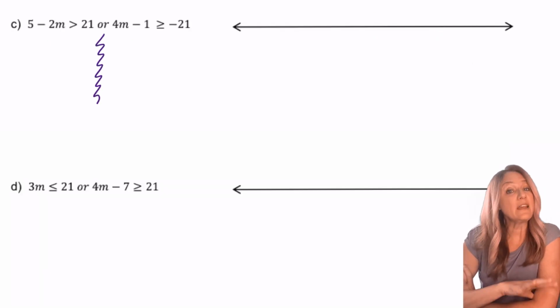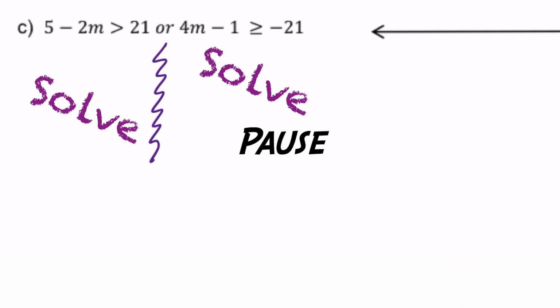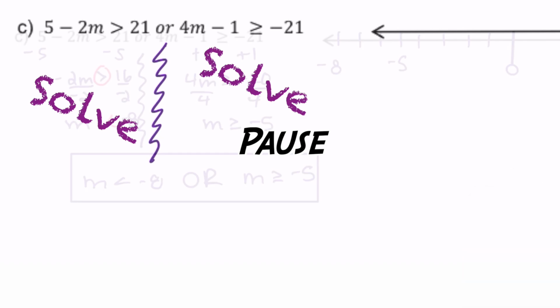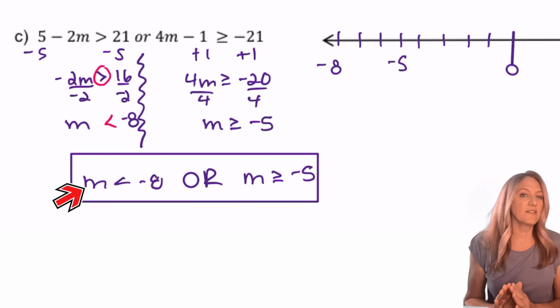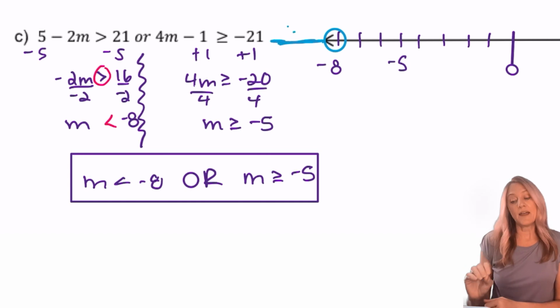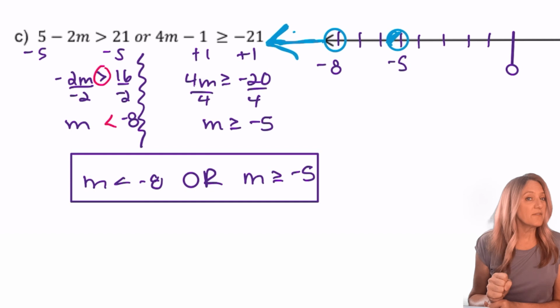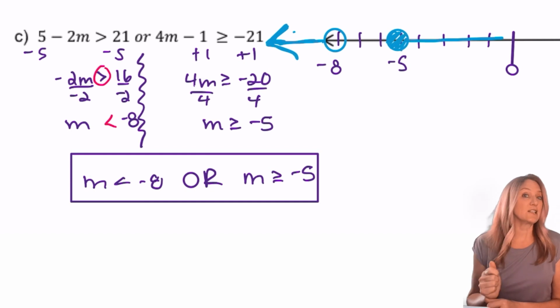Go ahead and solve each inequality, and we'll come back and talk about what it looks like on the number line. M less than negative 8. So open circle on negative 8 and shaded to the left. Or M greater than or equal to negative 5. So a closed circle on negative 5, greater than, so shaded to the right.